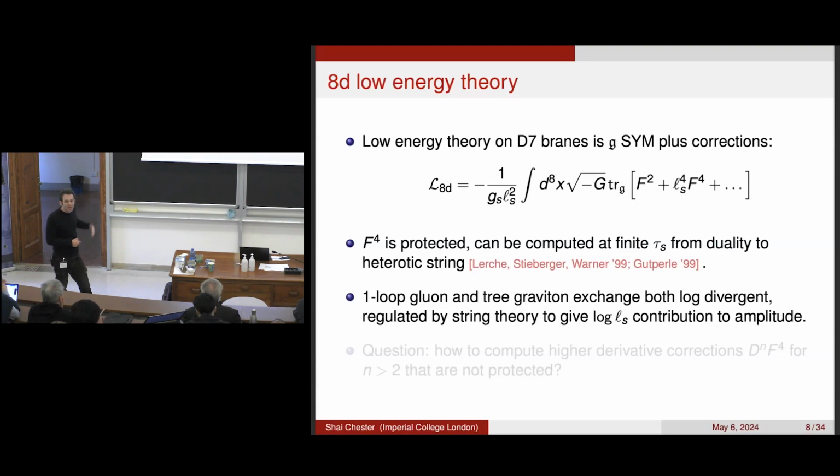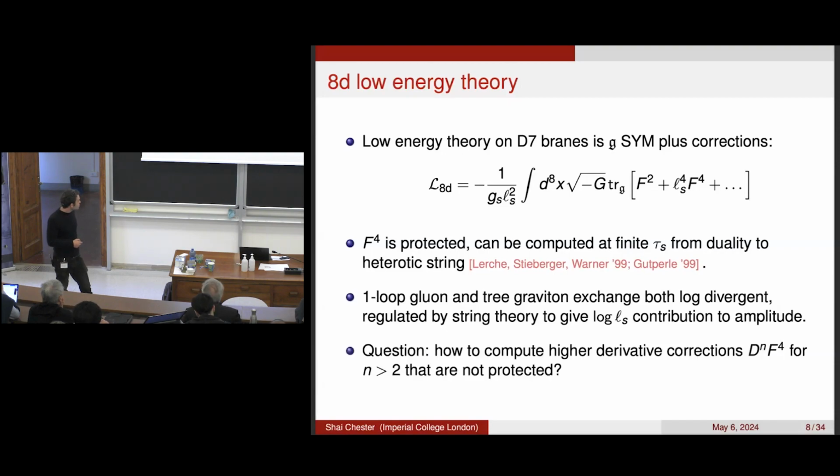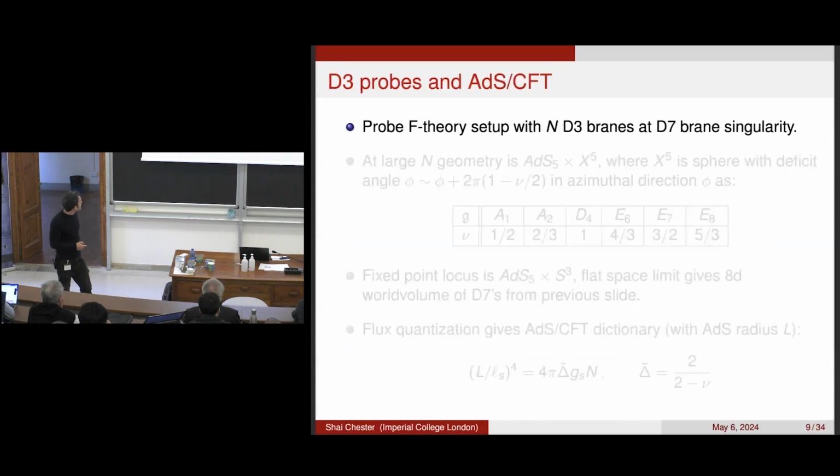We know exactly what those coefficients should be because that just directly follows from the leading low energy term. So the real question is how to compute higher derivative corrections, D^n F^4, when n is bigger than 2. Those are the higher derivative corrections which are not protected, for which there is currently no method to compute them. And so that's the general idea of the talk, to discuss how to do that.